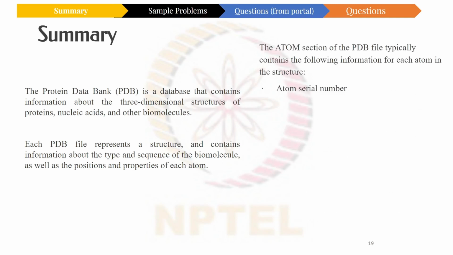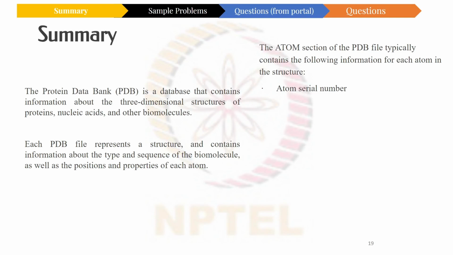including the header section, which contains a brief description of the structure, the atom section, which contains information about atomic coordinates and properties of each atom, and the connect section, which contains information about the connectivity between atoms in the structure. So each section will be dealt with.